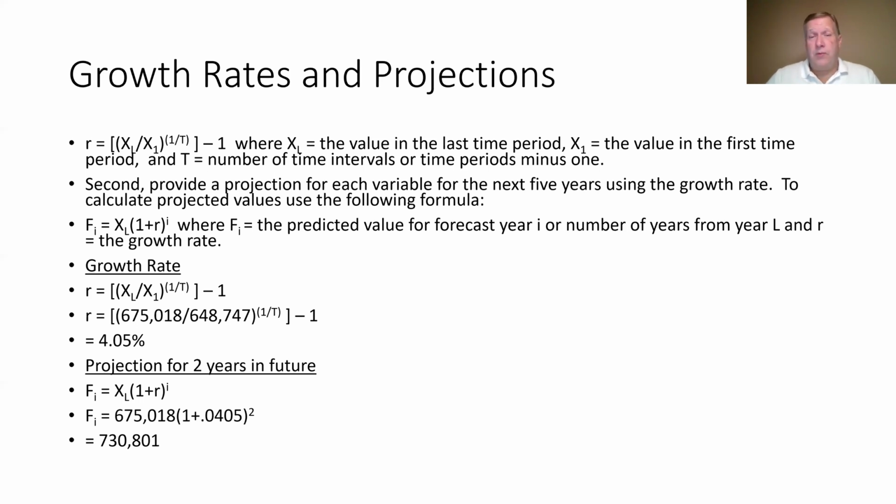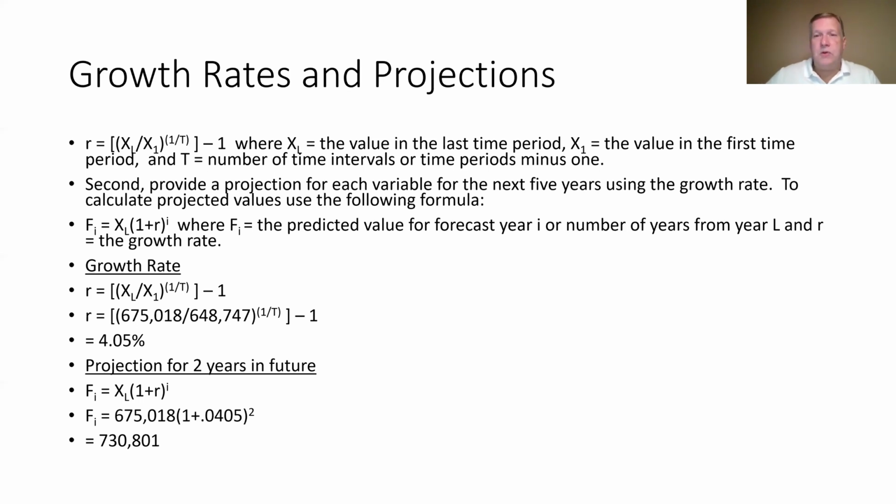Now that we have that growth rate between years, we can apply it to our projection formula. When we are trying to project a future value, your dependent variable becomes F, your future projection. So F equals XL, the amount of revenue in the last year you have available, times 1 plus your growth rate, raised to the exponent of the number of years between last year's amount and what you are forecasting.